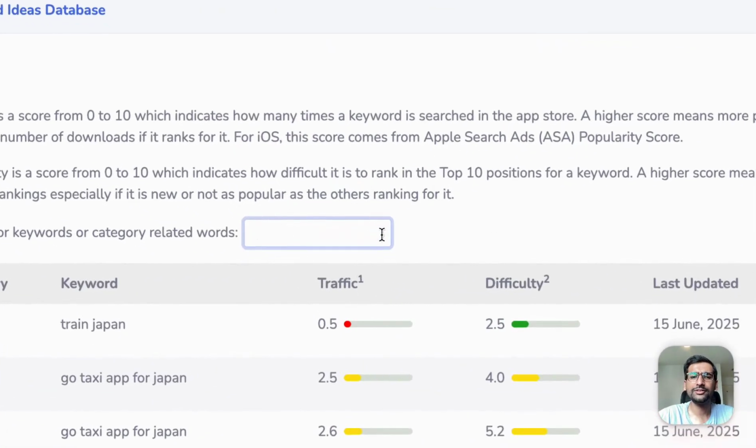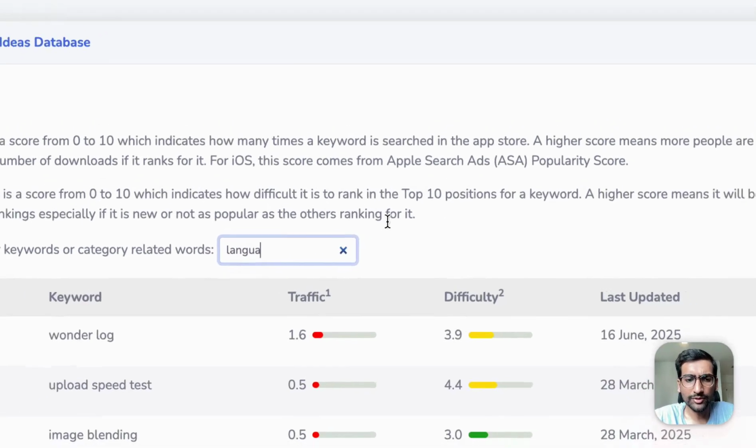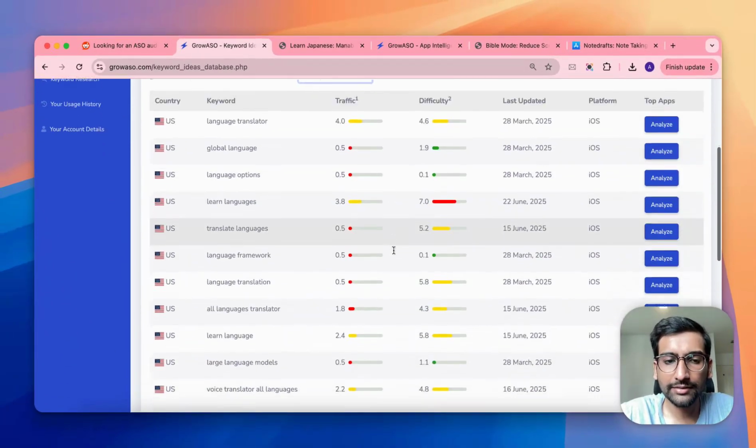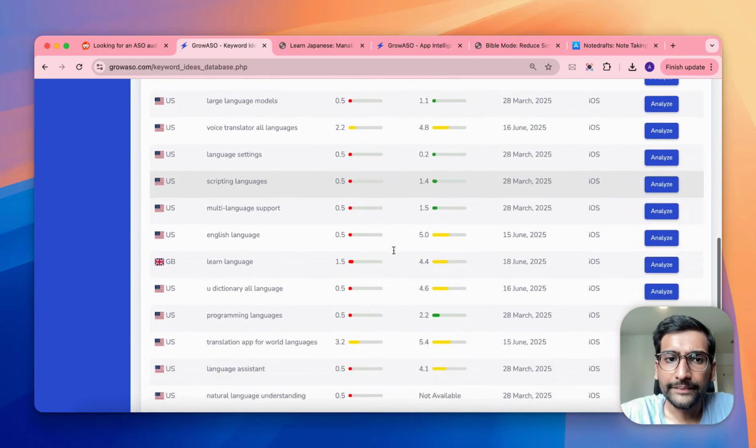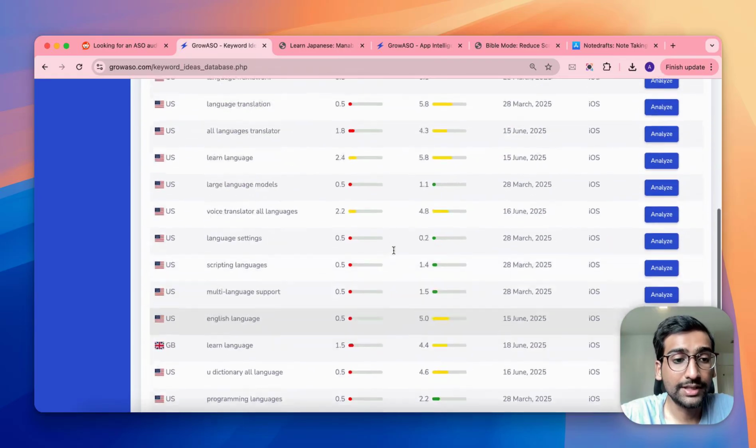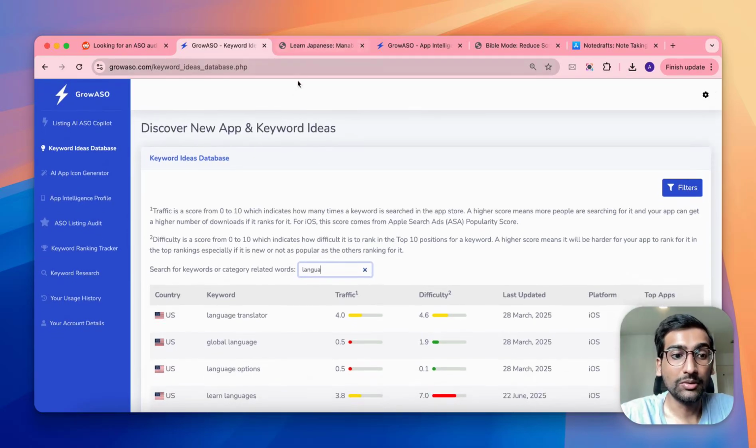Is there some language related keywords? Probably language related keywords would be there. Okay, language related keywords are quite a few in this. So yeah, there could be keywords here that you could potentially benefit from. So consider using those.